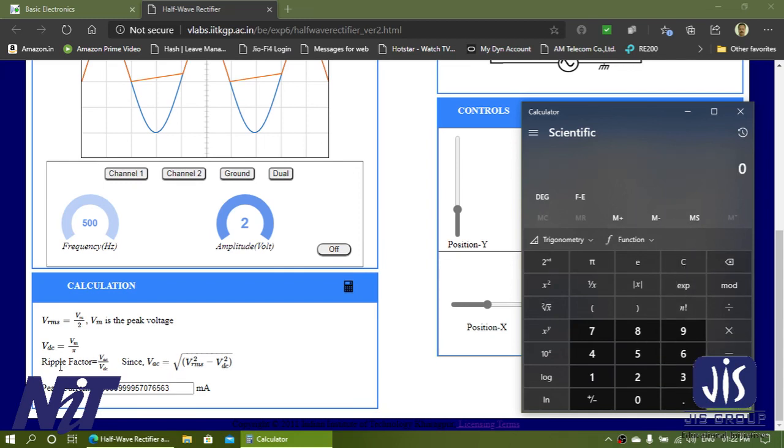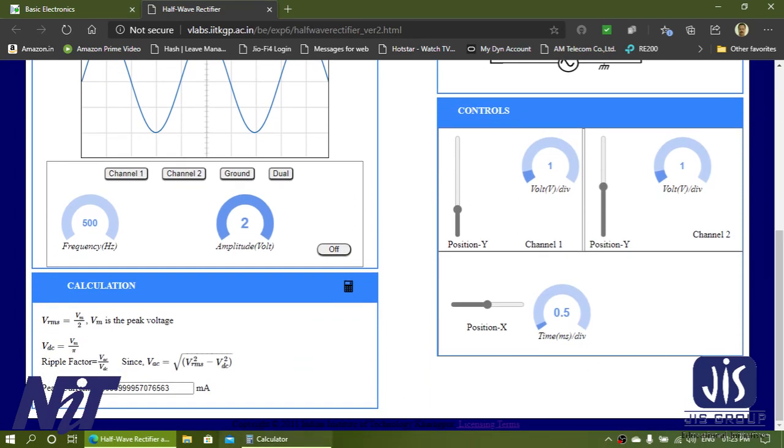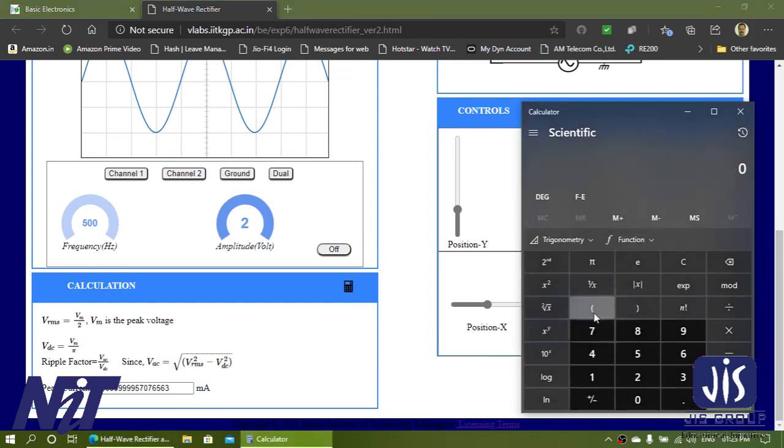Let's do the ripple factor. For finding the ripple factor, first you will have to calculate your Vac. Vac is nothing but the RMS voltage of the ripple at the output. As a half wave rectifier, we already know that at the output we get only the rippled output. So you will have to find the RMS value of this ripple, that is the Vac. To find the Vac, you have to calculate root over Vrms square minus Vdc square. So let's do it.